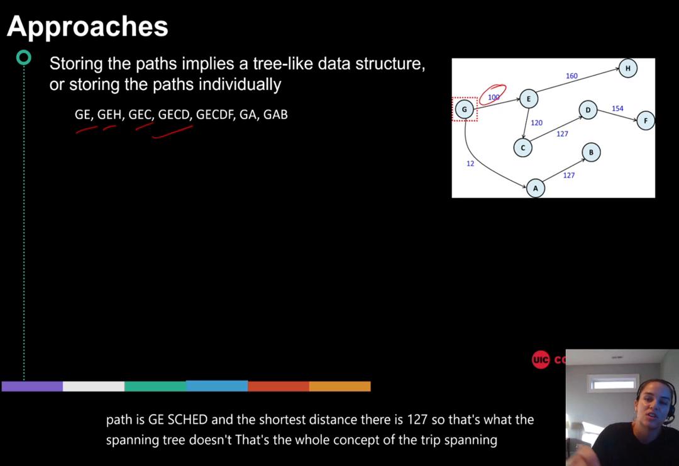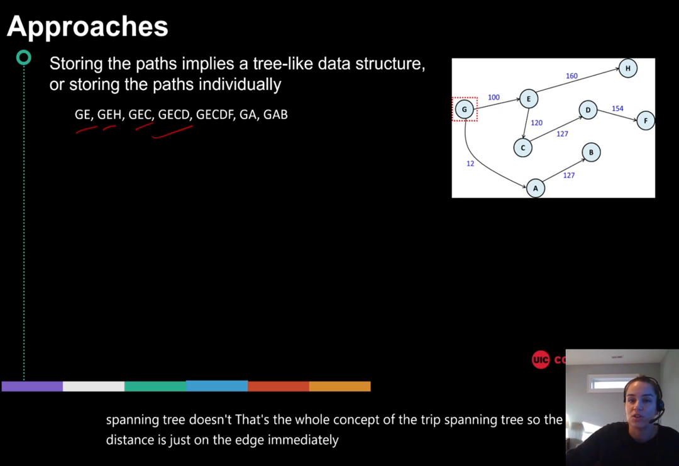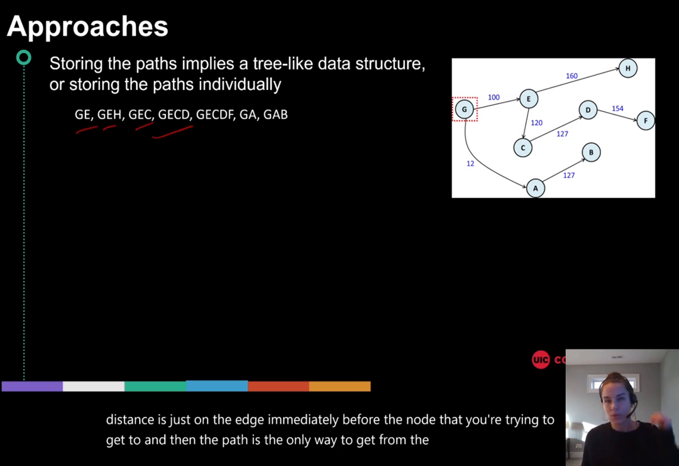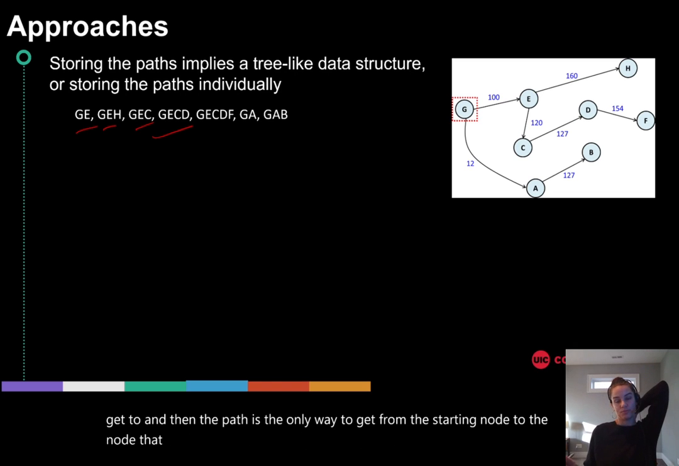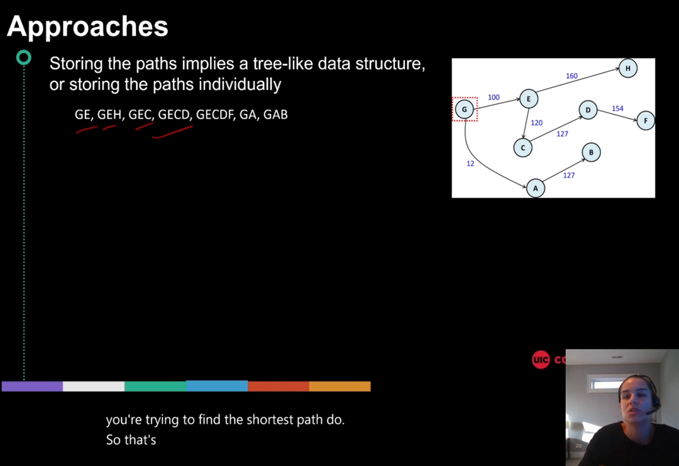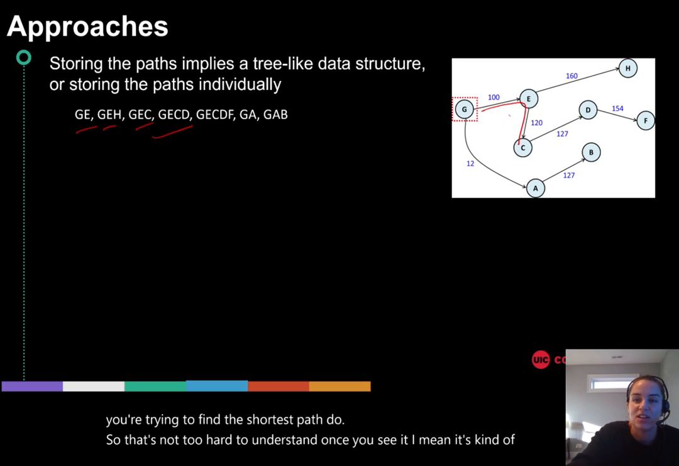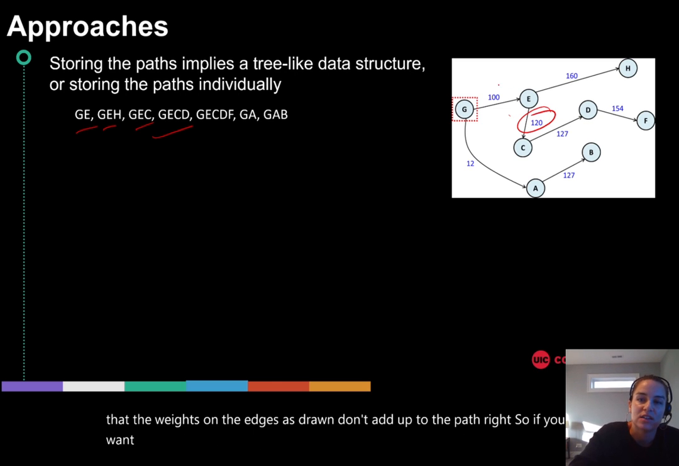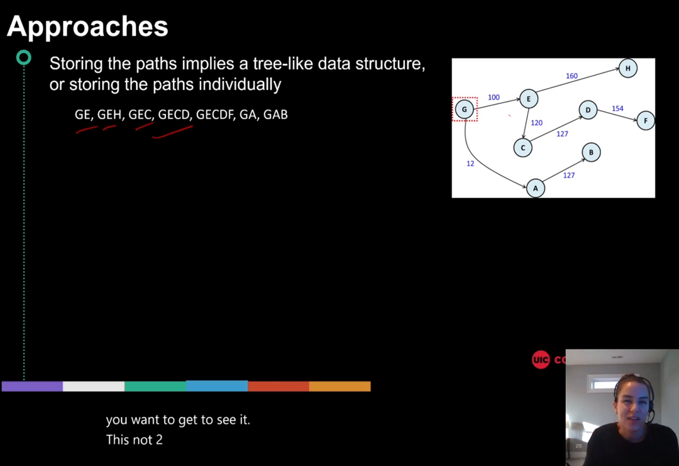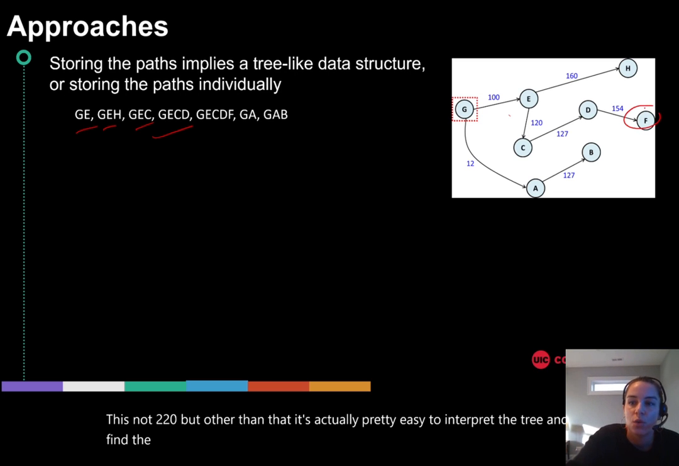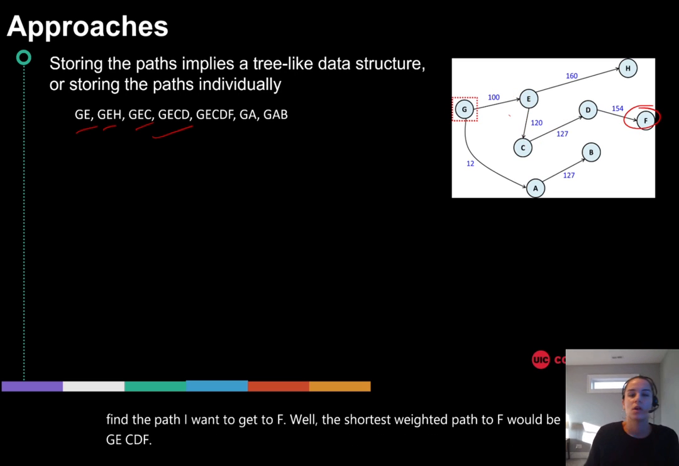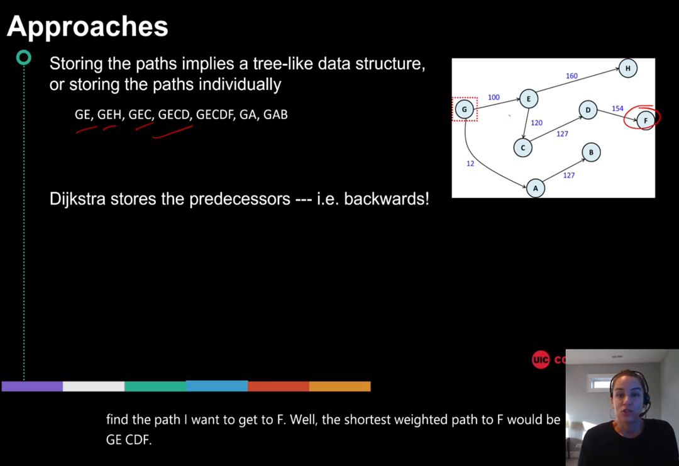So the distance is just on the edge immediately before the node that you're trying to get to, and then the path is the only way to get from the starting node to the node that you're trying to find the shortest path to. So that's not too hard to understand once you see it. I mean, it's kind of tricky that the weights on the edges as drawn don't add up to the path, right? So if you want to get to C, it's this, not 220. But other than that, it's pretty easy to interpret the tree and find the path. If I want to get to F, well, the shortest weighted path to F would be G, E, C, D, F. But that's not how it's stored.